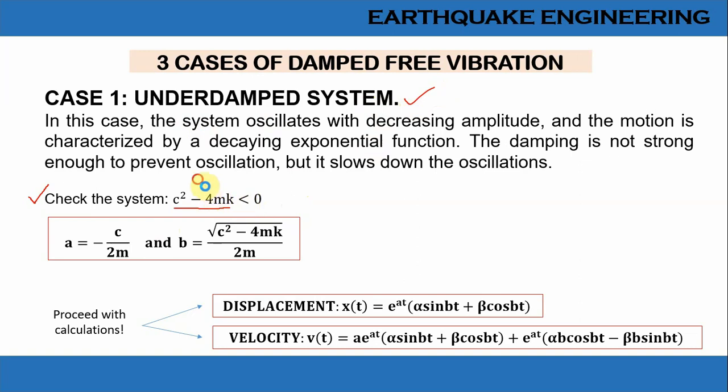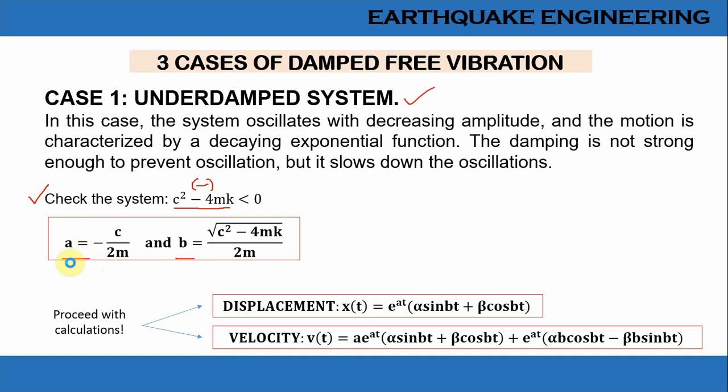Now, meaning, if the value for our c squared minus 4mk is negative, okay? C squared here represents your damping coefficient or structural damping. M here represents your total mass of the system, and k your stiffness. Now, if you have proven that it is an under-damped system, then proceed with the calculation of your a and your b.